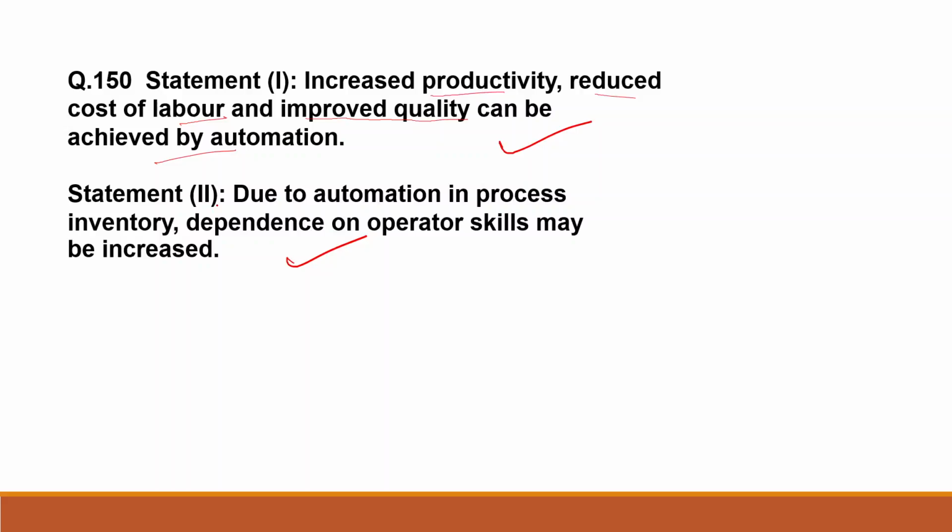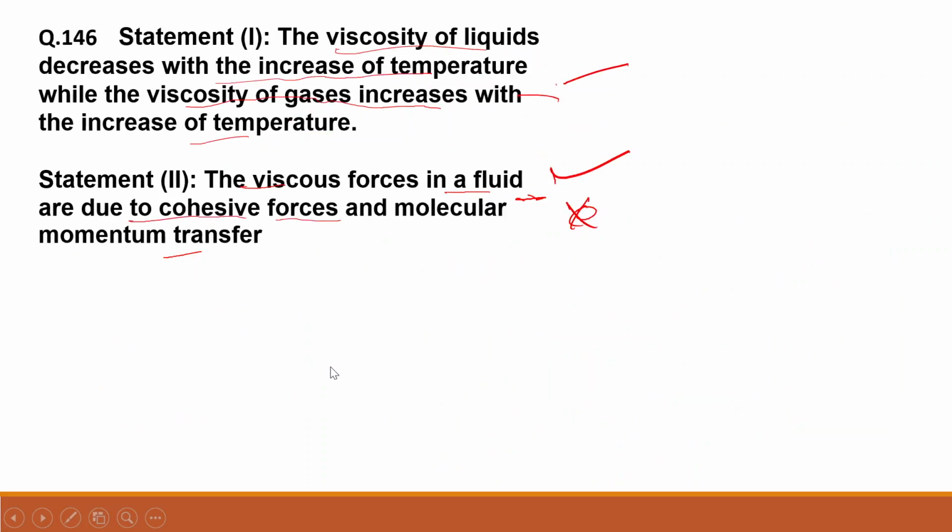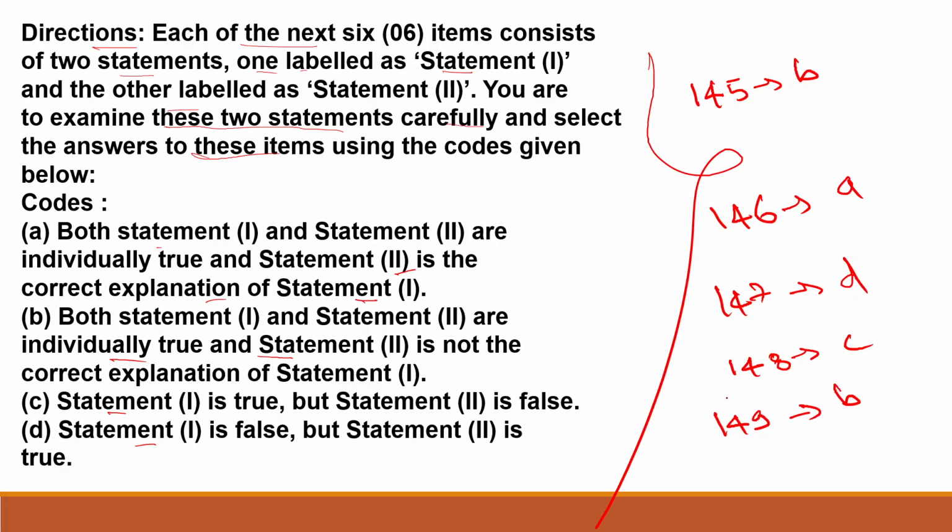The statement 1 and statement 2 are correct, but statement 2 is not the correct explanation of statement 1. So guys, let us see which option will be right. For question 150, the answer will be B, because statement 1 and statement 2 are individually true, but statement 2 is not the correct explanation of statement 1. So guys, our answers are completed.